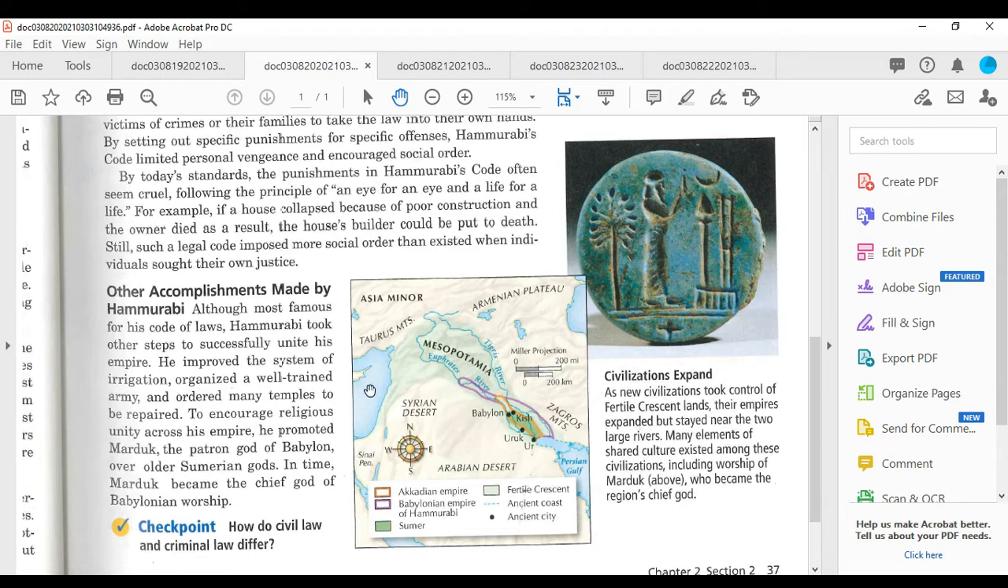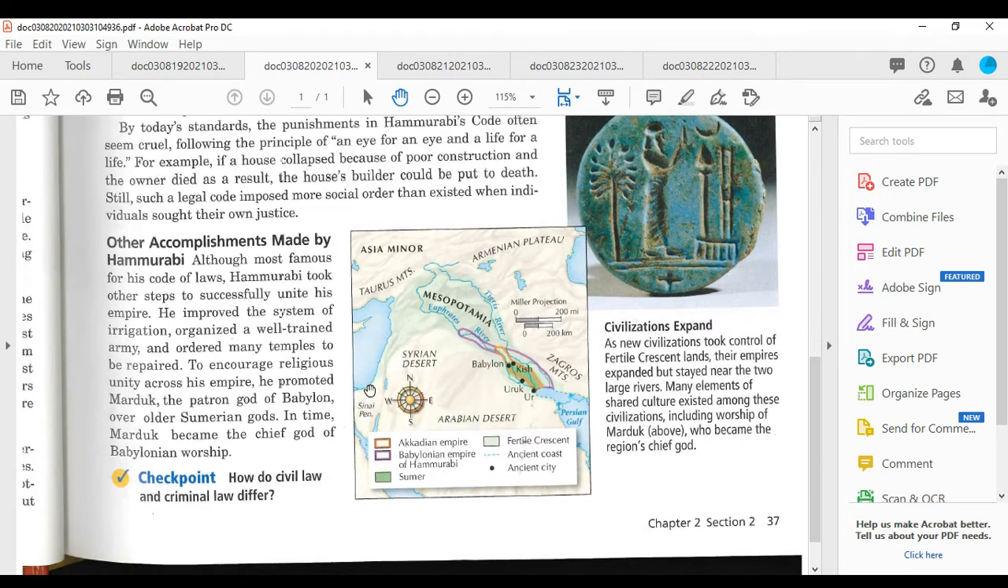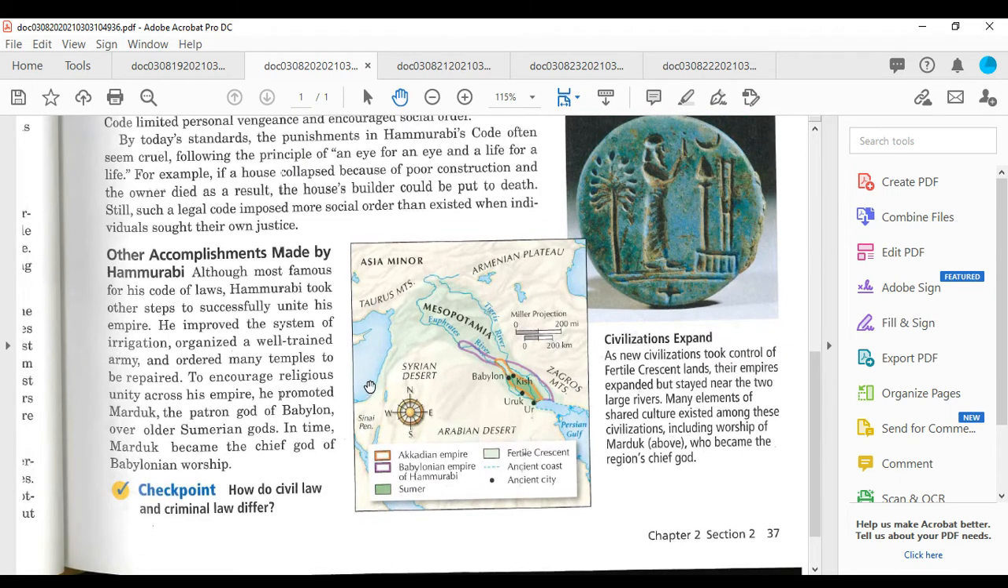To the left, we have a map. All right, we see Mesopotamia, Asia Minor, the Arabian Desert, the Syrian Desert. Let's look at the map key down below so we can read this map. Outlined in orange, we have the territory of the Akkadian Empire. It looks like it extends from the Persian Gulf a little past Babylon.